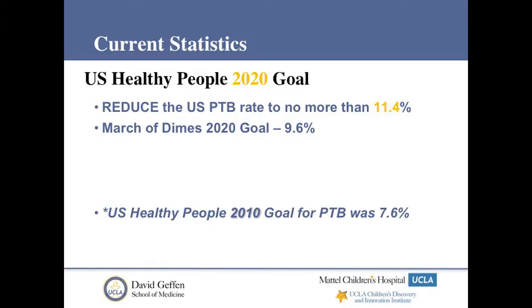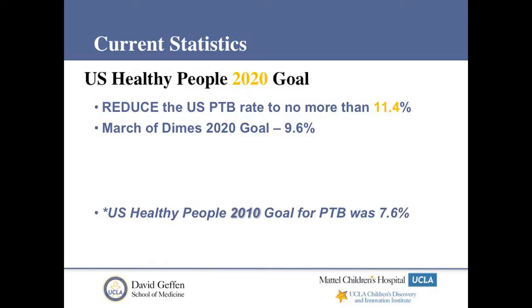March of Dimes, their goal is actually 9.6%, so they're a little bit more aggressive. And so you guys are probably thinking, hey, that seems reasonable. We had a high of anywhere as 12 to 13% for preterm birth. There are multiple factors that contribute to it, but again, that late preterm population makes up anywhere from 75 to 85%. I'm just gonna give you one quick little caveat.